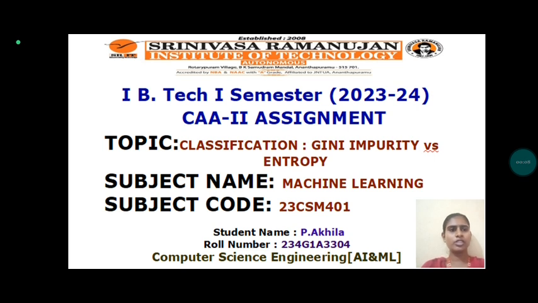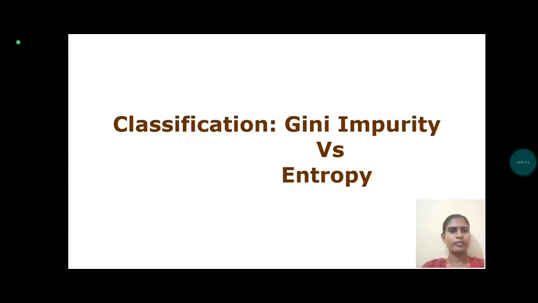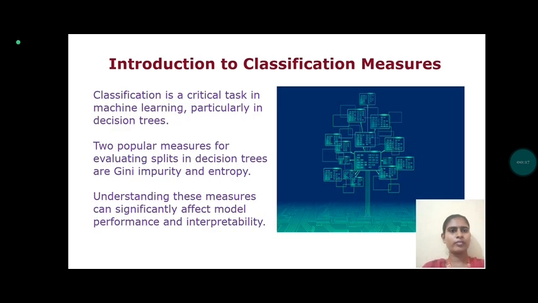Today my topic is Gini impurity versus entropy. Classification: Gini impurity versus entropy. First, we have an introduction to the classification methods. Classification is a critical task in machine learning, particularly in decision trees. Two popular methods for evaluating splits in decision trees are Gini impurity and the second one is entropy. Understanding these methods can significantly affect model performance and interpretability.